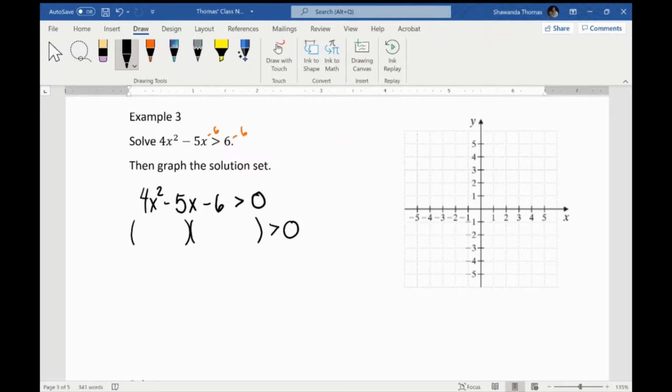All right, do we have factors yet? Anybody have? Yes. What are the factors? 4x plus 3, x minus 2. Very nice. Any questions about that? So to find the zeros, we're just going to set 4x plus 3 to 0. I'm going to give you 30 seconds to find the zeros.